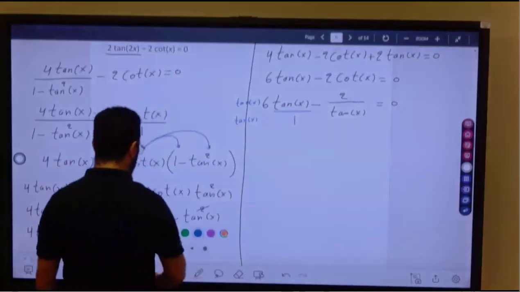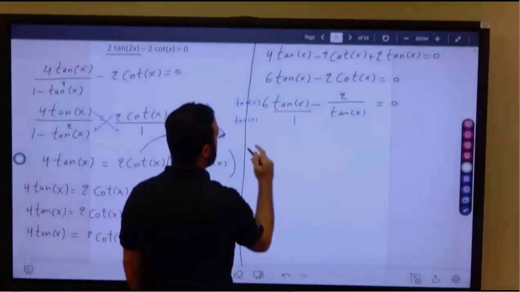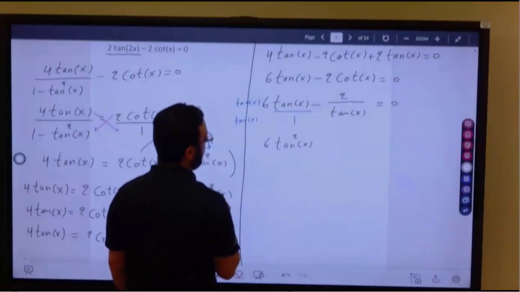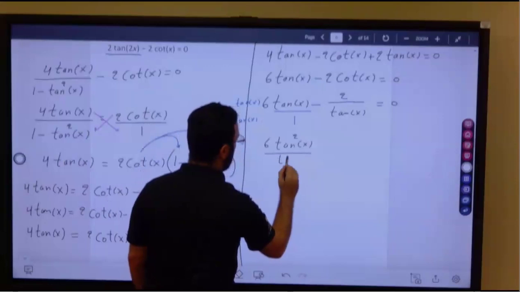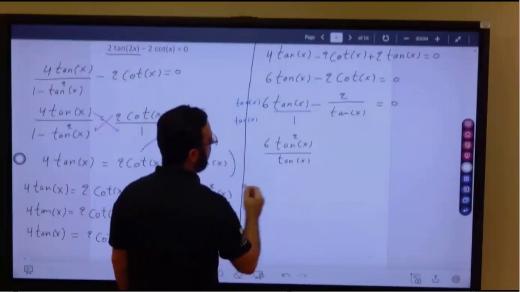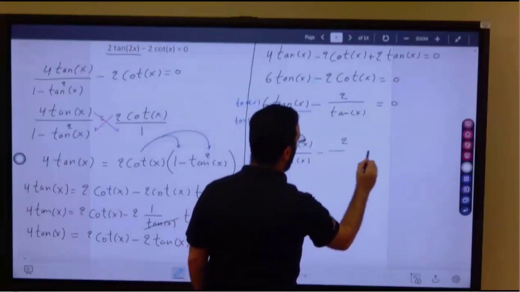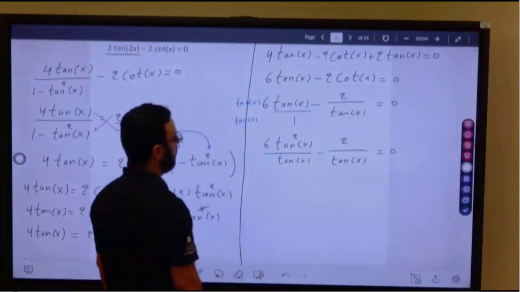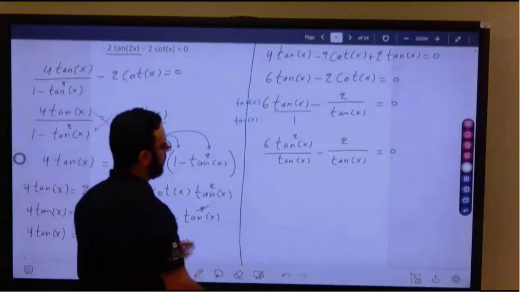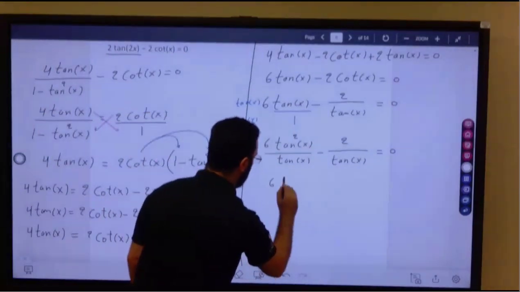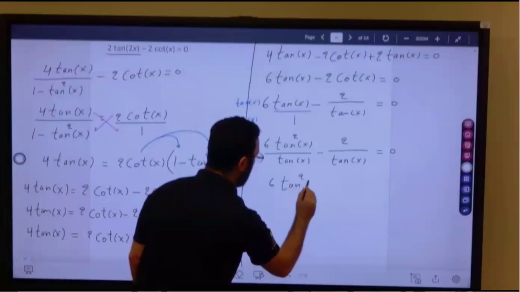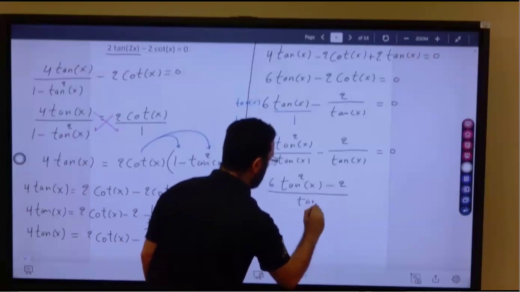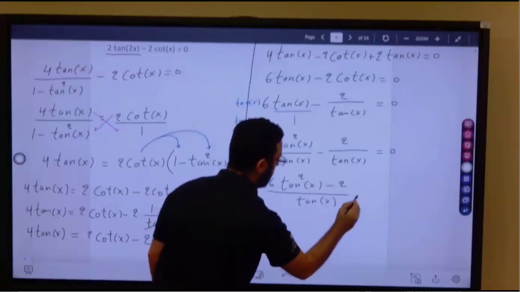So in this case, tangent times tangent is going to be 6 tangent squared x, divided by tangent x, minus 2 over tangent x equals 0. Now I have the same denominator, so I can combine these together. So it will be 6 tangent squared x minus 2 over tangent x.